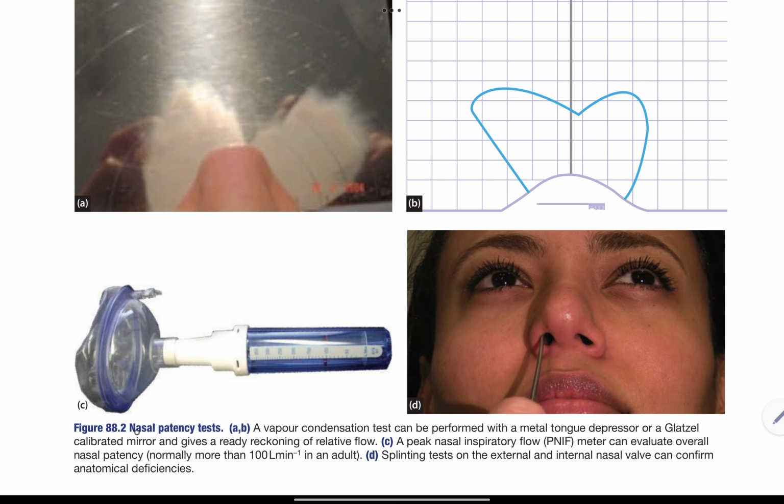Figure 88.2: Nasal patency tests. A, B: a vapor condensation test can be performed with a metal tongue depressor or a Glatzel calibrated mirror and gives a ready reckoning of relative flow. C: a peak nasal inspiratory flow, PNIF, meter can evaluate overall nasal patency, normally more than 100 liters per minute in an adult. D: the splinting test on the external and internal nasal valve can confirm anatomical deficiencies.